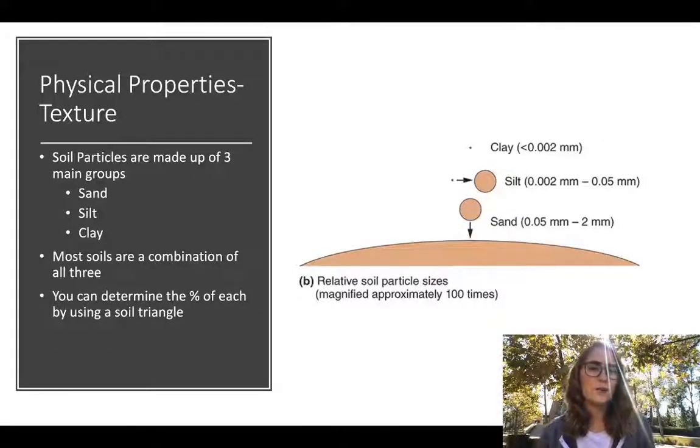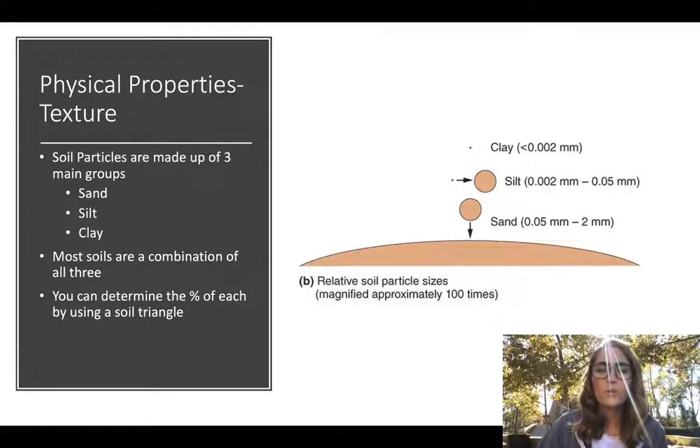So first, let's talk about physical properties, and we're going to focus on texture. The texture of the soil has to do with what it's predominantly made up of. And there are three main groups: sand, silt, and clay. You've probably experienced all of these different soil textures. What you'll notice most about these is their relative sizes. Clay is, of course, the smallest size. Silt is sort of in between, and sand is massive.